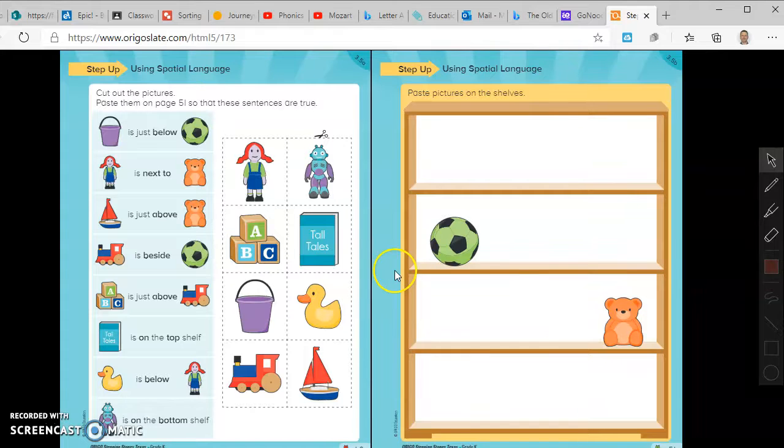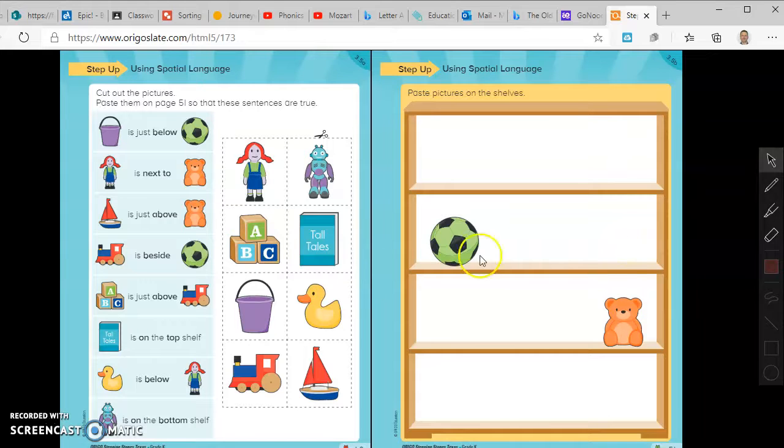Alright, let's do one more. This sailboat is just above the teddy bear. Where will we put that? Here's the sailboat. We put it here? No, that's where the doll is going to be next to. It would be here, just above the teddy bear.